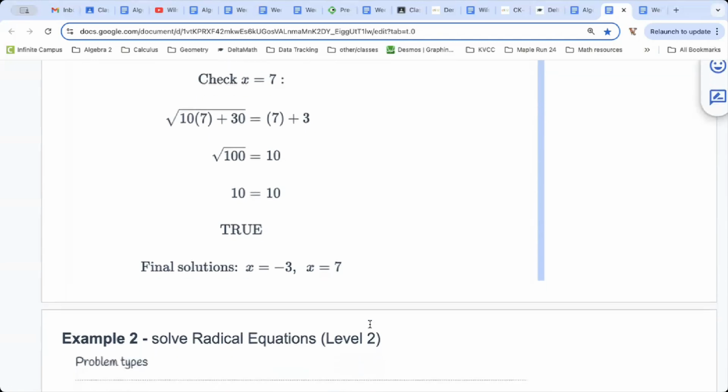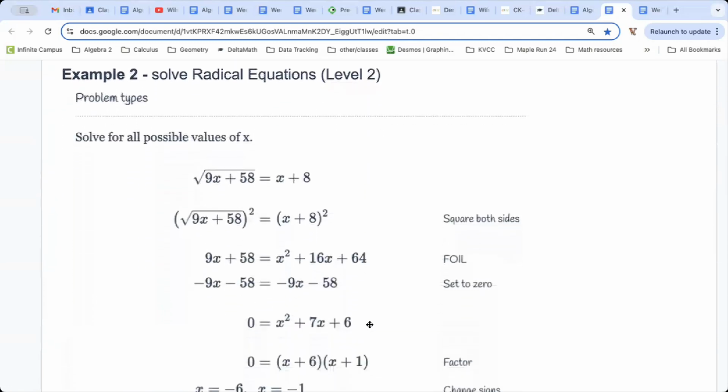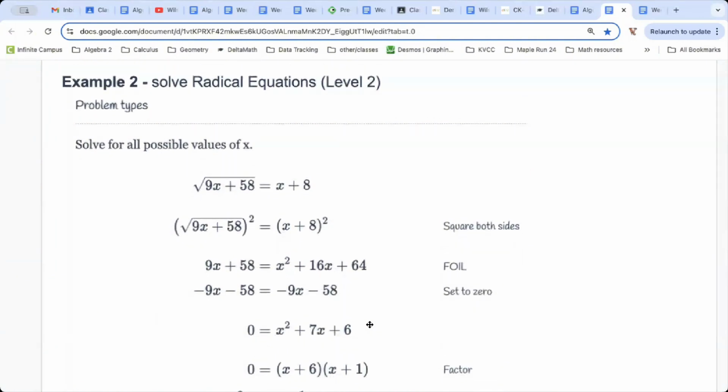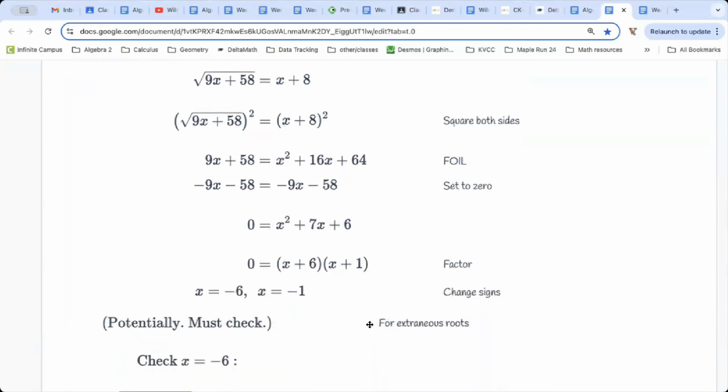Okay, we will look at one more example on solving radical equations at this level 2 caliber of problems. Okay, so here we go. We have a square root on the left-hand side, and we have a variable plus a number on the right-hand side. These are the level 2 problems. By this time, you know, as long as the radical part is isolated, you can square both sides. The square root sign disappears, and the right-hand side is a perfect square.